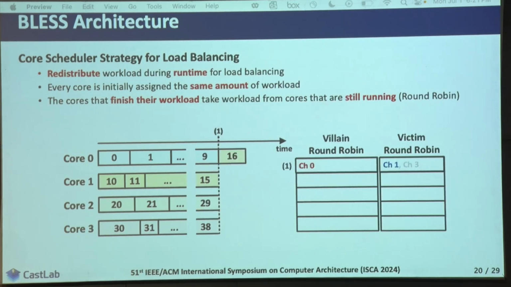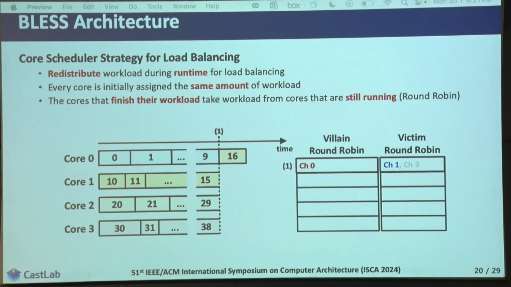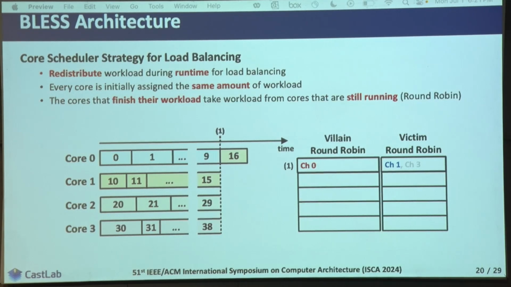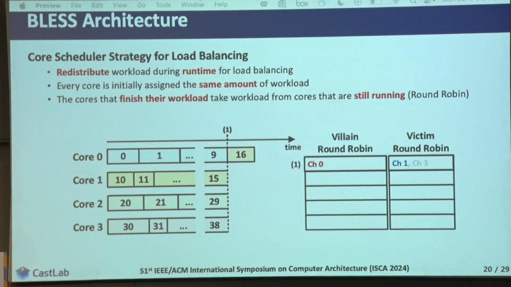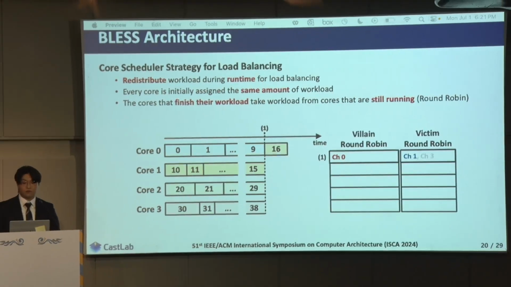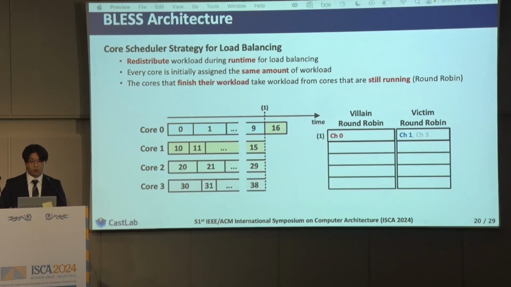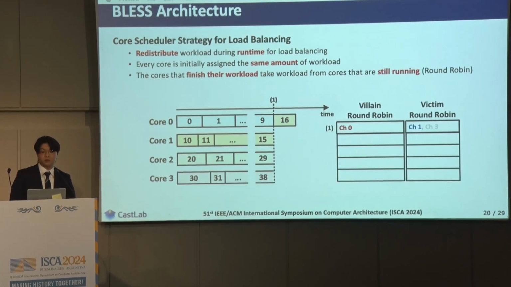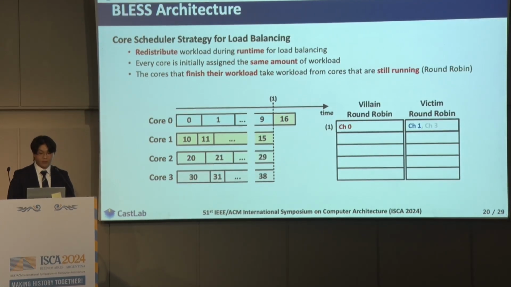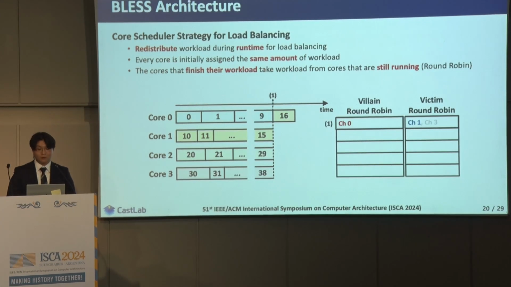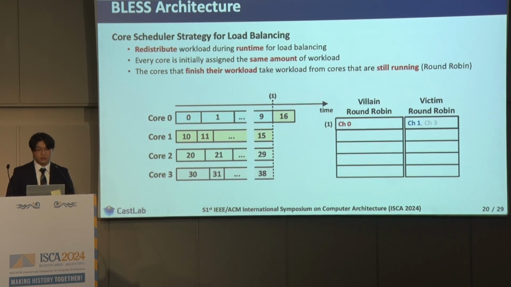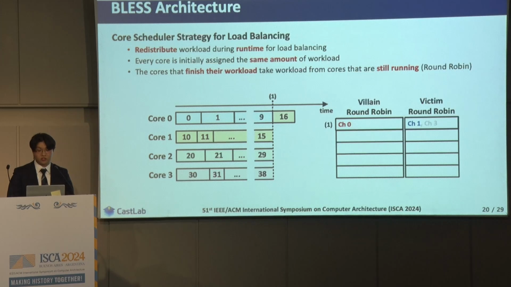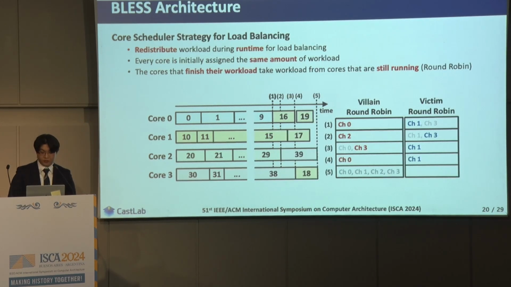To handle runtime variation, the core scheduler redistributes the workload for load balancing. Every core is assigned the same amount of workload at first, and then the cores that finish their given workload take workload from other cores that are still running, based on a round-robin policy. In the given example, after core 0 finishes its given 10 workloads, it takes workload 16 from core 1, which is still running. The operation is repeated until every core finishes its given task.